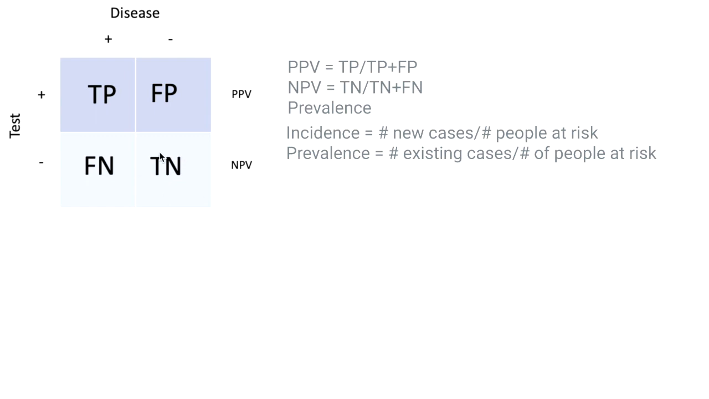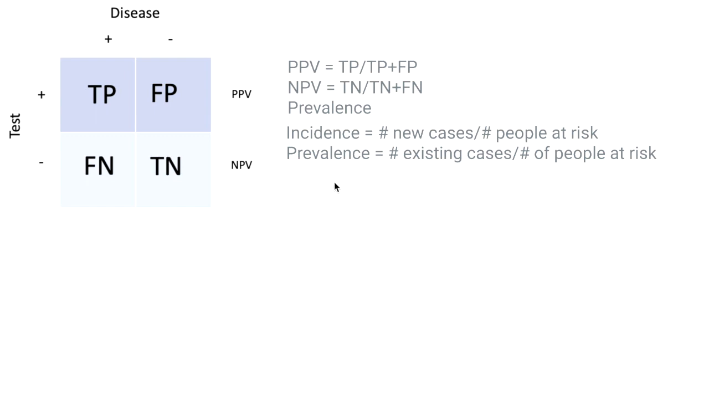Previously, we talked about sensitivity and specificity. Now, sensitivity and specificity are fixed and they do not change when there is a change in prevalence. Positive predictive value and negative predictive value, on the other hand, actually change when there are changes in prevalence of the disease. Now, first of all, what is incidence and prevalence?